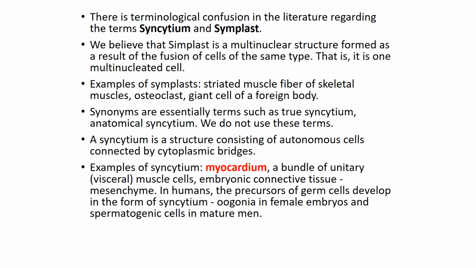A syncytium is a structure consisting of autonomous cells connected by cytoplasmic bridges. Examples of syncytium: myocardium, a bundle of unitary, visceral, muscle cells, embryonic connective tissue, mesenchyme. In humans, the precursors of germ cells develop in the form of syncytium: oogonia in female embryos and spermatogenic cells in mature men.